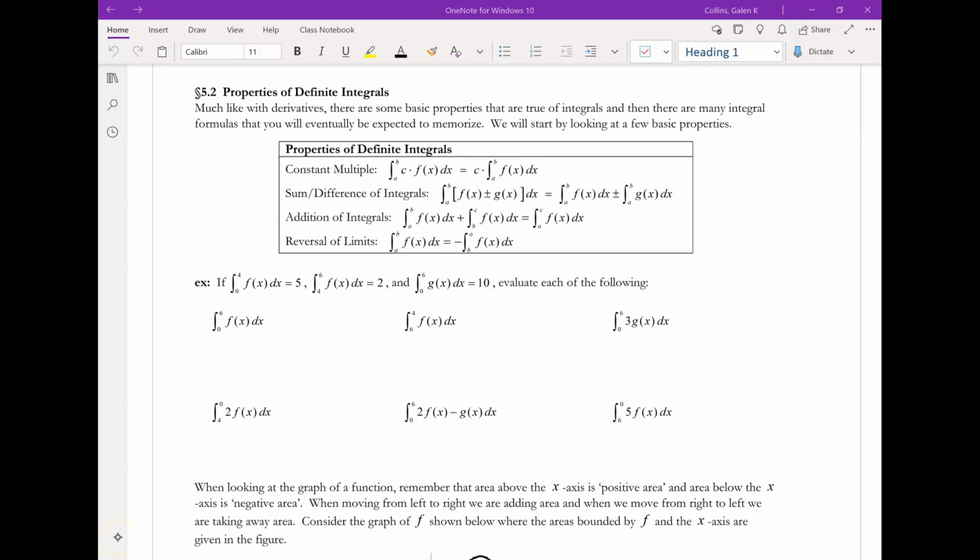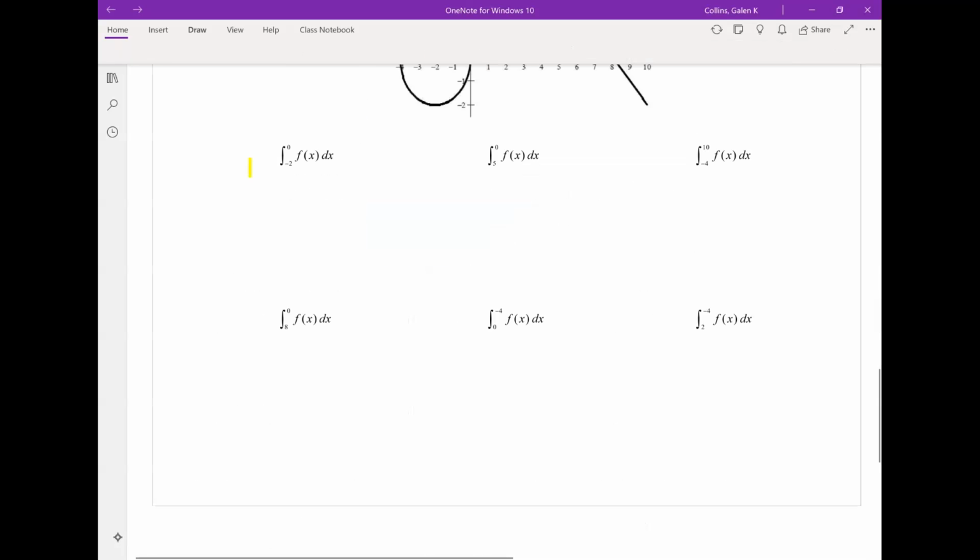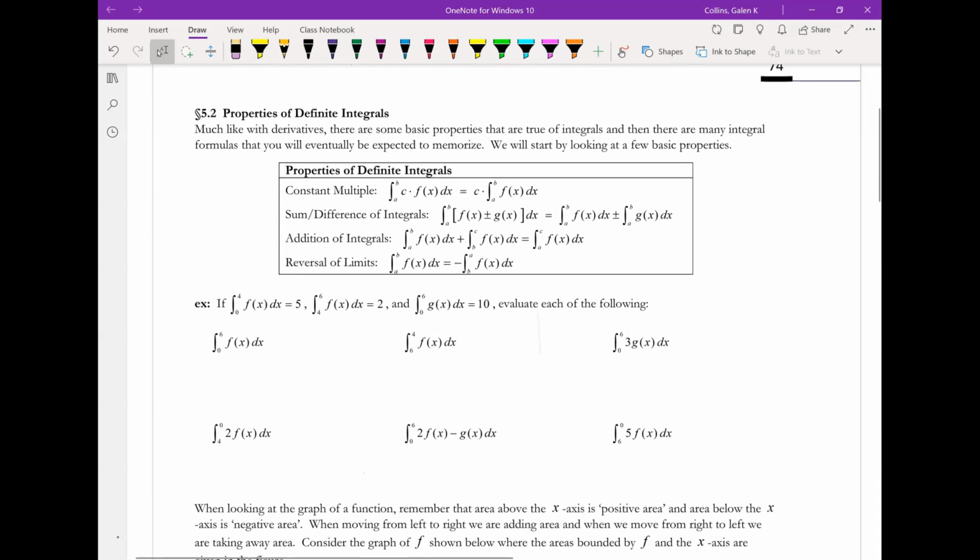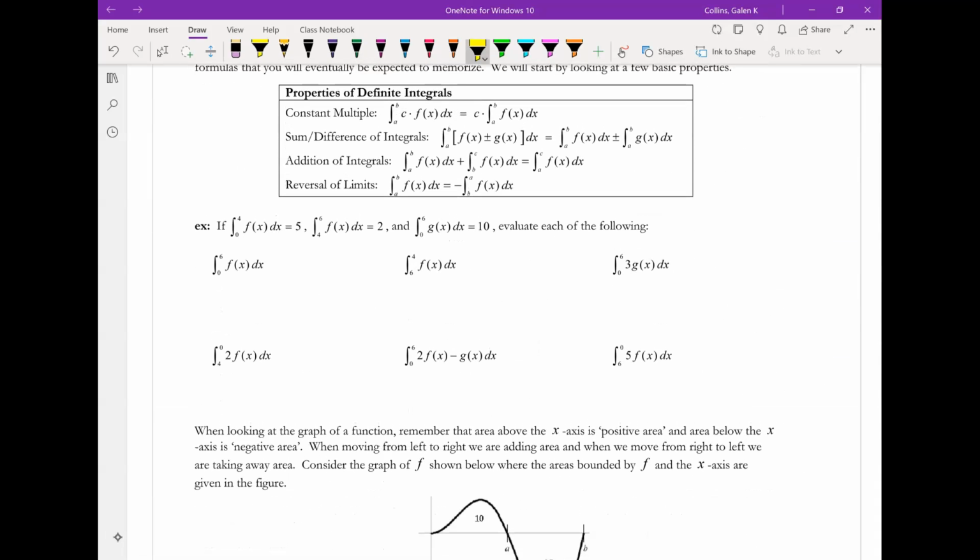In section 5.2, we are reviewing properties of definite integrals. All of these properties in the box are pretty straightforward. The constant multiple property: if you have a constant out in front of a function, you can pull that outside and multiply last. That's a lot like the distributive property, since the stuff inside of our integral is a sum, and we could either distribute it to the sum or calculate the sum and then multiply.